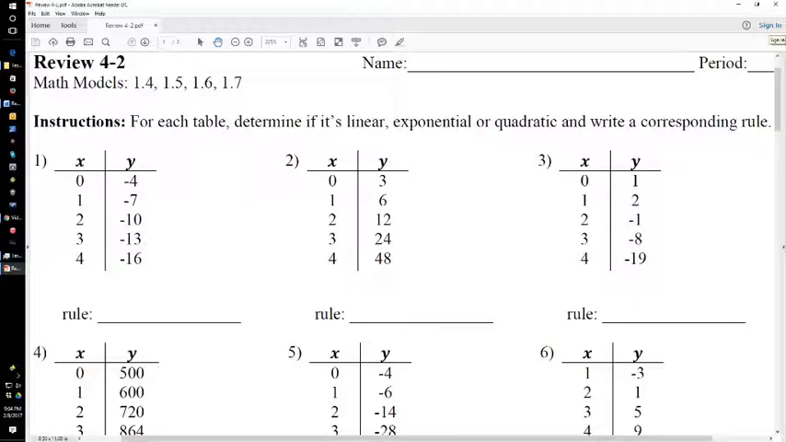Remember that if it's linear, it's y equals mx plus b, where m is my change in y divided by change in x. That's your m. And your b is your start.